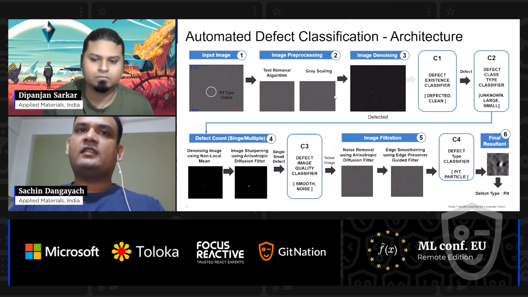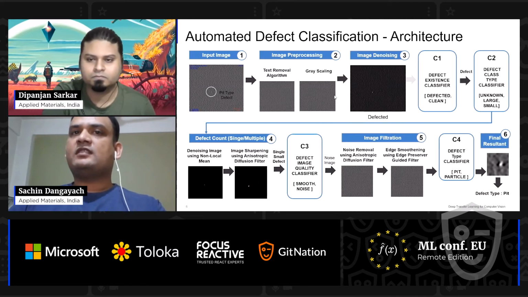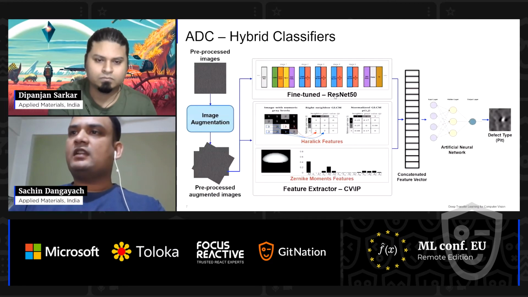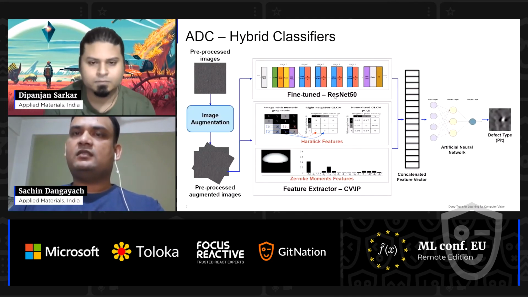Even if we find that, there are different types of image processing techniques we apply to bring the defect out of the background, and then we do further analysis on whether the noise levels are below threshold, so that we can go directly to the fourth level of classifiers, which decide the ultimate class, whether it's a pit or a particle. In this way, we leverage transfer learning based techniques for our classification approach. Dipanjan will get deeper into it.